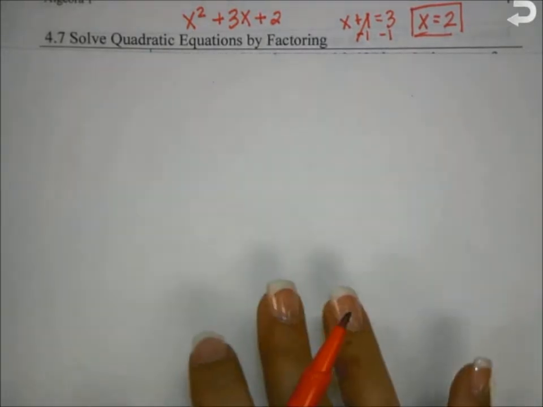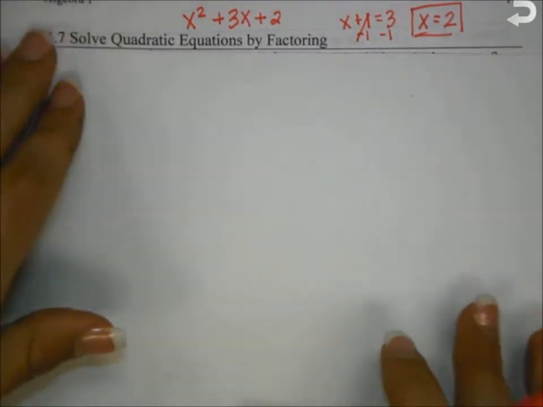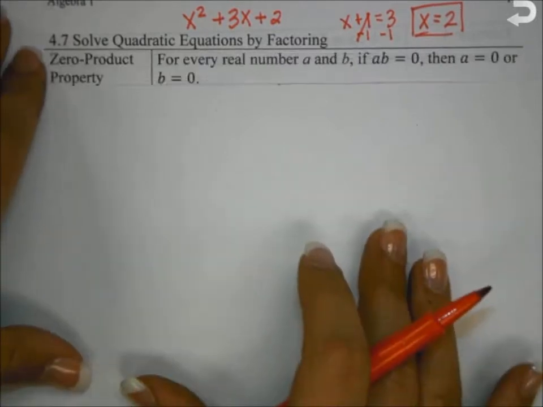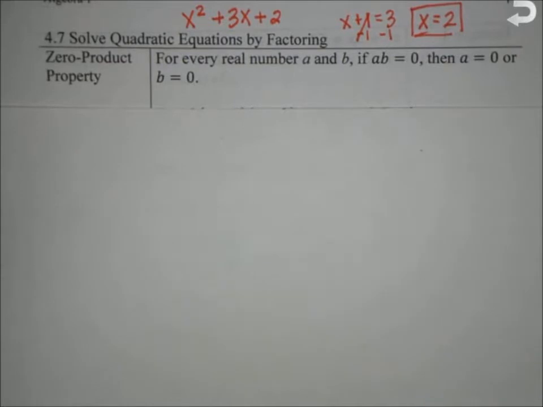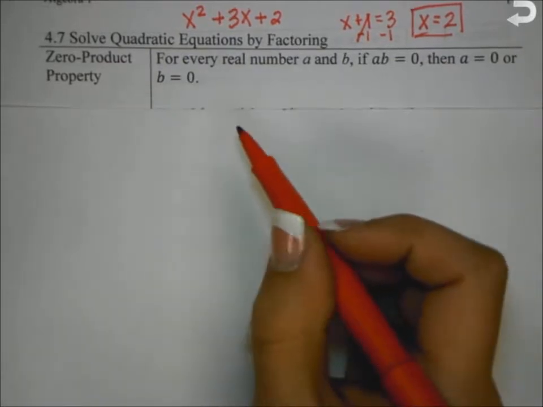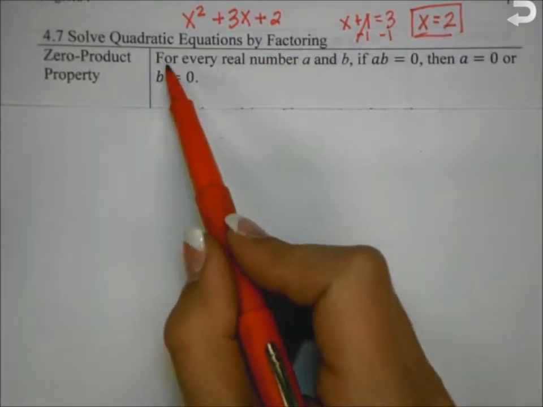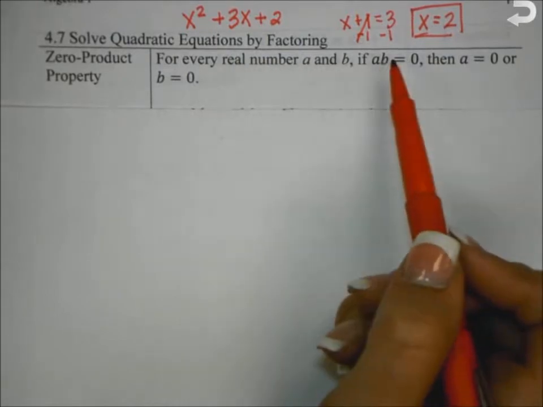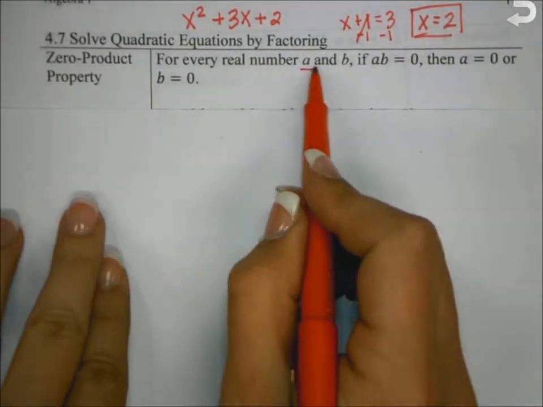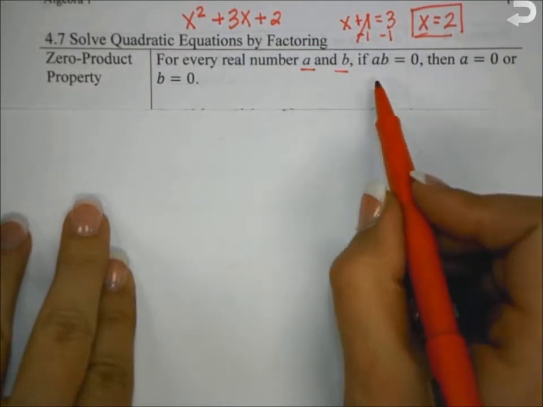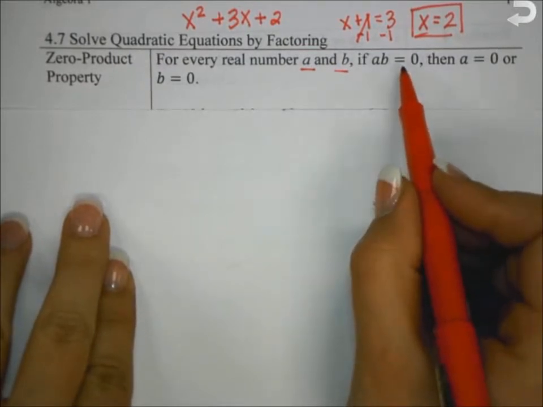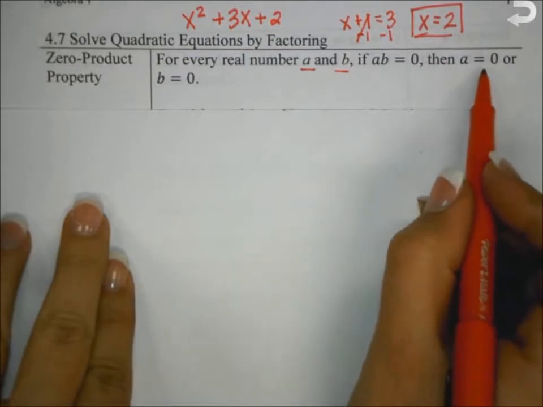Okay, so there's one property that we need to know before we can do this. It's called the zero product property. Okay, the zero product property says that for every real number A and B, so A and B are just numbers, we don't know what they are right now. If AB equals 0, then either A has to equal 0 or B has to equal 0.